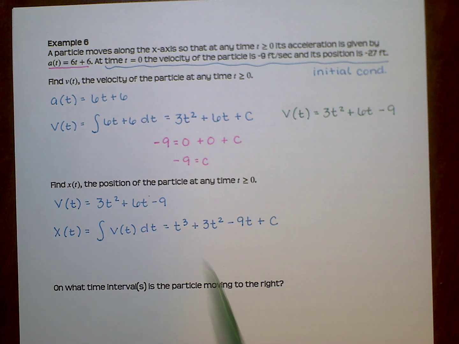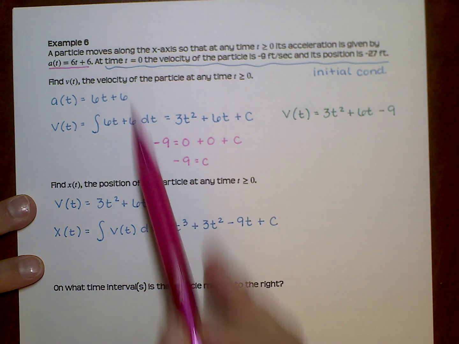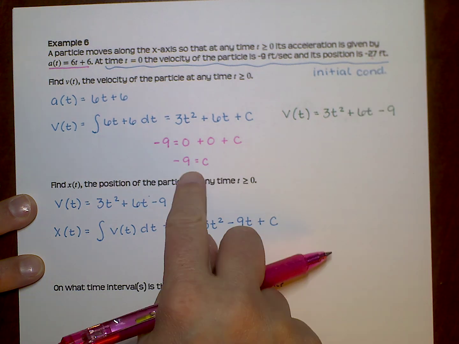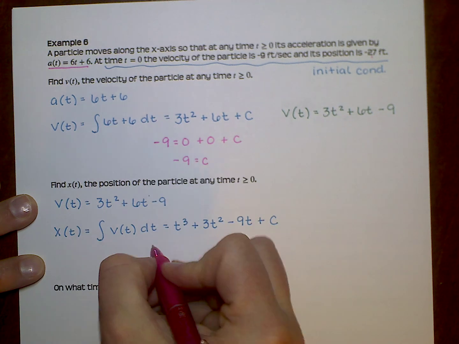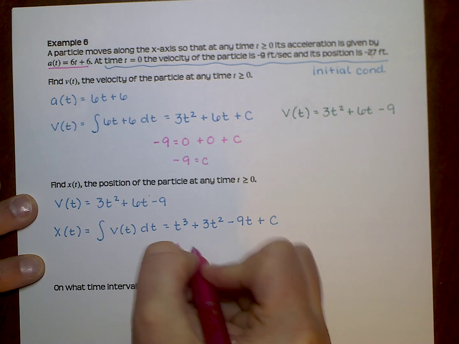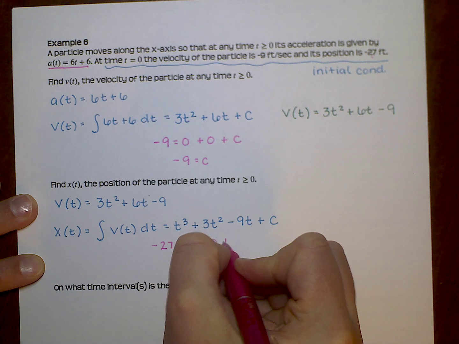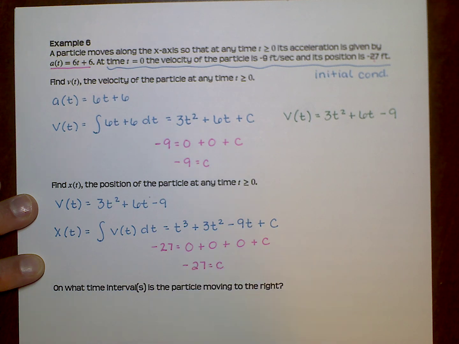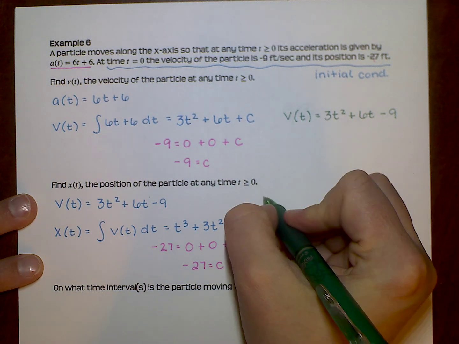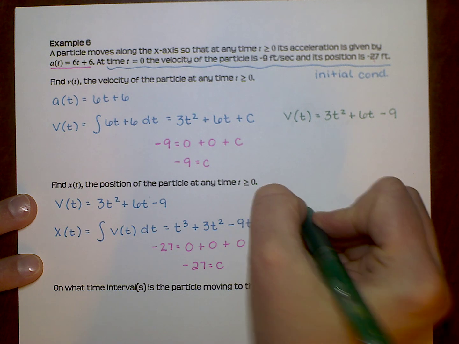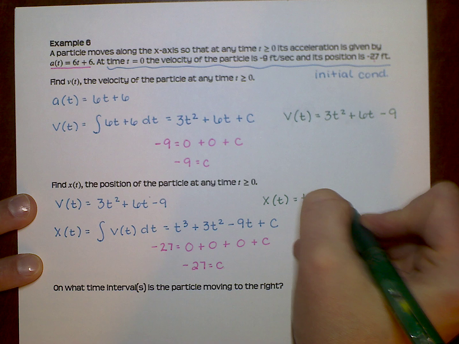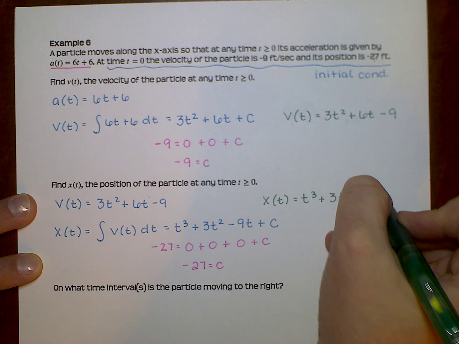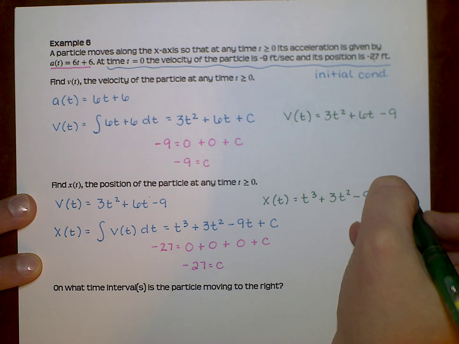And once again, I'm going to use that information from the initial condition. I know that when time is 0, my position is negative 27. This is going to end up being just like this one. My position is negative 27 when my time is 0. So all of these are zeros. So negative 27 is c. And now I have a position function. So my position function is t cubed minus 27. I'm probably rewriting a lot of stuff that I wouldn't normally need to rewrite so many times. I'm just trying to make it so that we can follow it later.